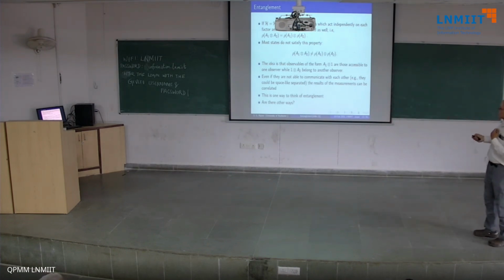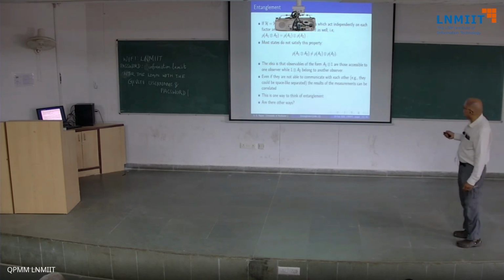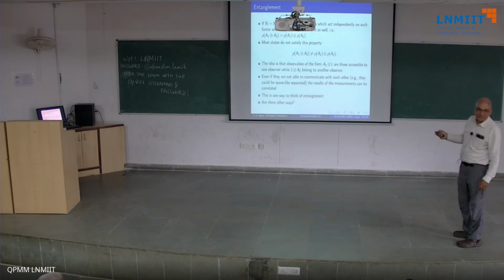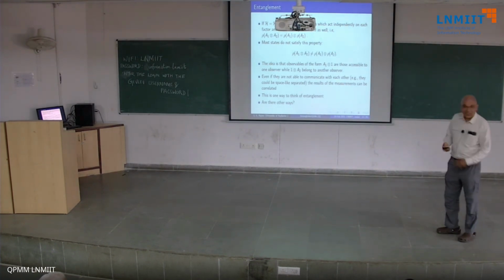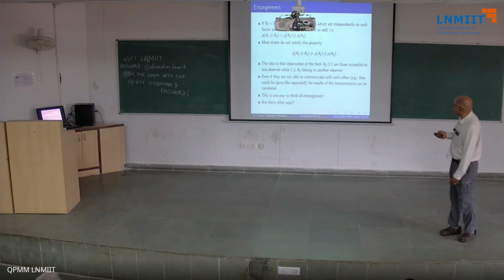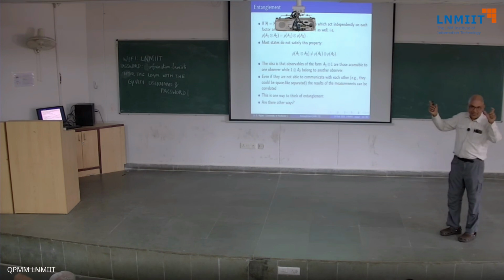Then the following situation may happen. It is very possible that measurements by an observer who only has access to observables of this type, and another observer who only has access to operators of that type, are still correlated with each other, still not independent of each other. That is the phenomenon that I think is called entanglement. So a situation with no entanglement is when rho is a direct product, that is, the state can be split as a direct product of 2 states.